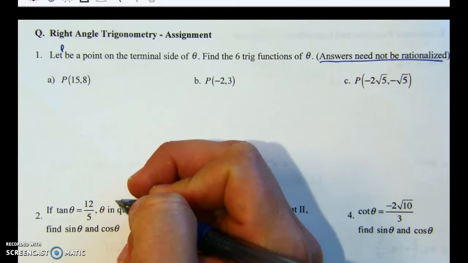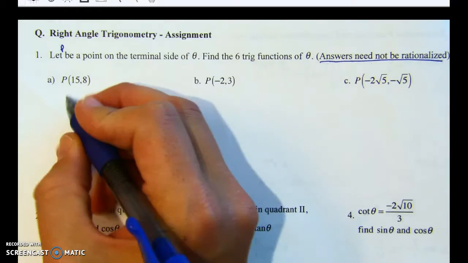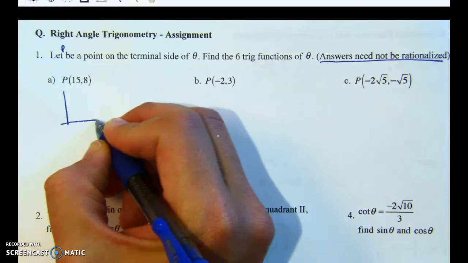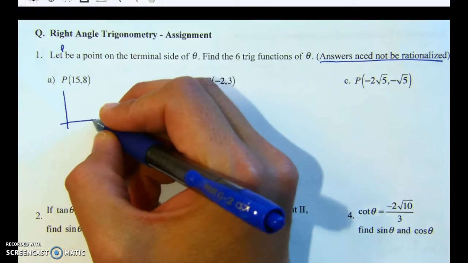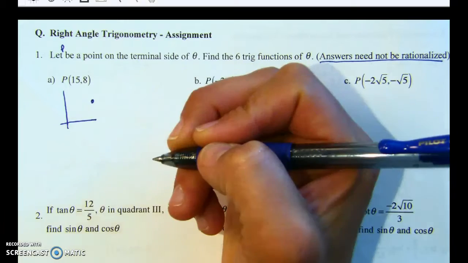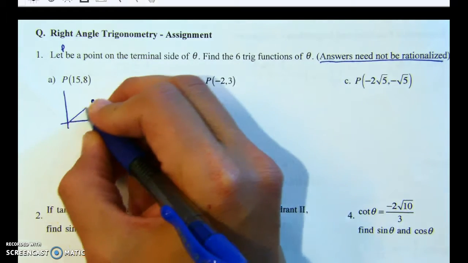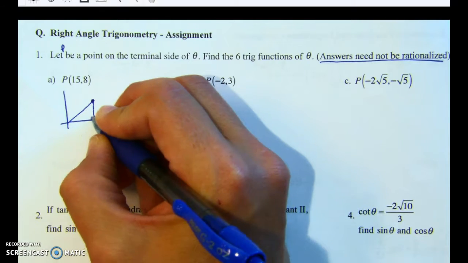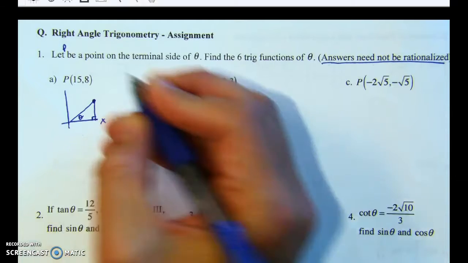Plot that point P, but just tell me what quadrant this is in. What quadrant would that be in? X is positive and Y is positive, so you're going to go out 15 and up 8. Do you like how I went out 15 and up 8? Do you see that? Make a right triangle. And there's your theta. I didn't draw my axes.